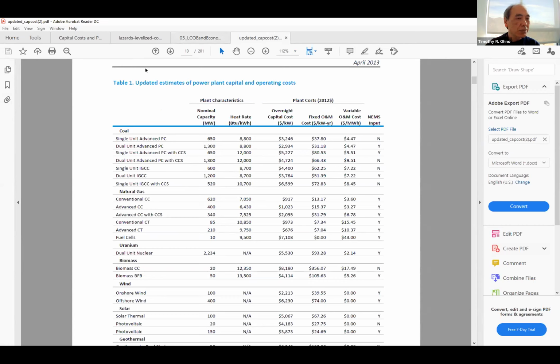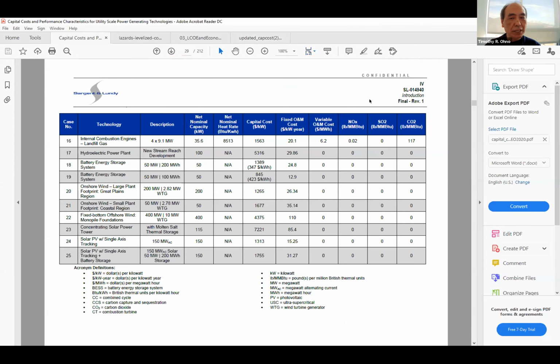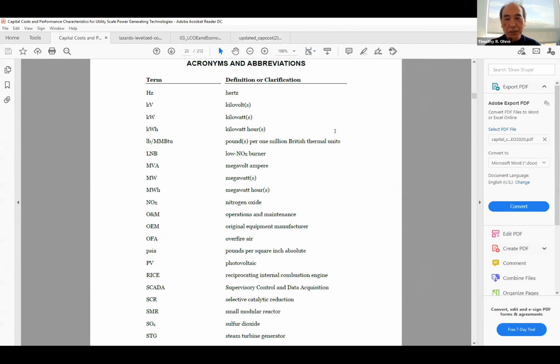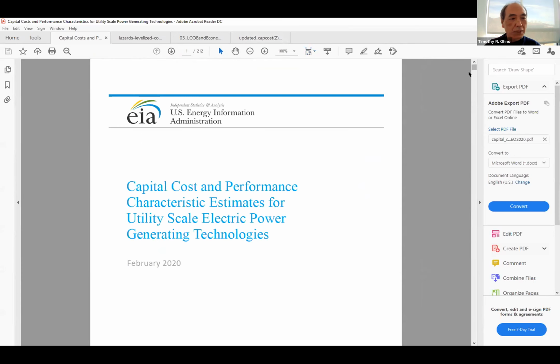So what I want to do though, is these are old numbers and they probably work okay for coal. But they're probably not good numbers for currently, especially for photovoltaics. So the last document that was published by EIA is this document, and I'll come back down to this page in a second. So the link in there is for this document: the capital cost and performance characteristics for utility scale electrical power generation. And that's the one we want to deal with.